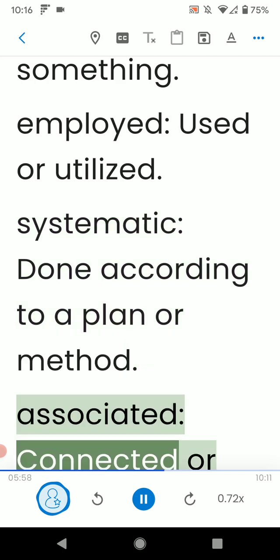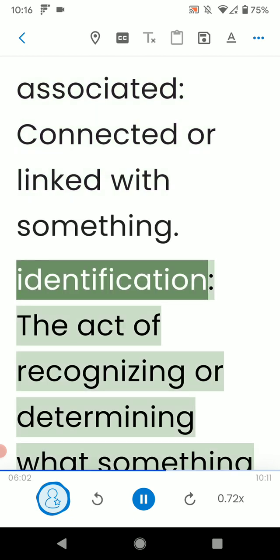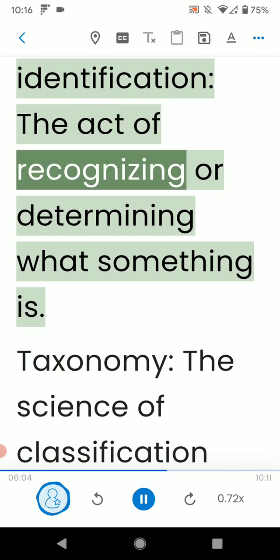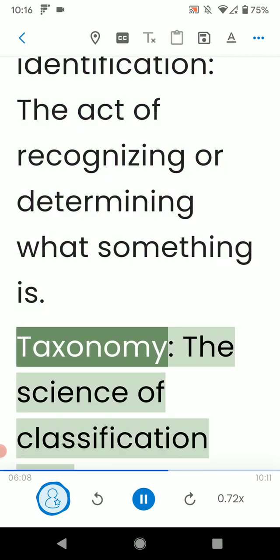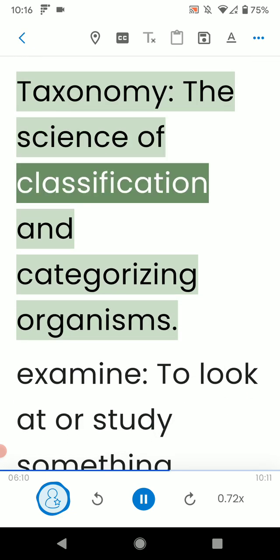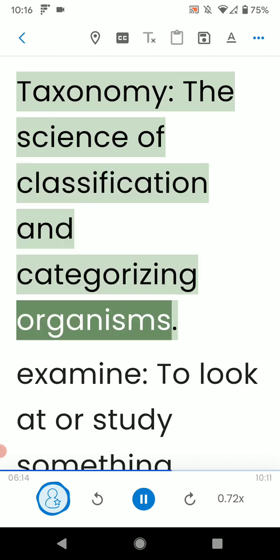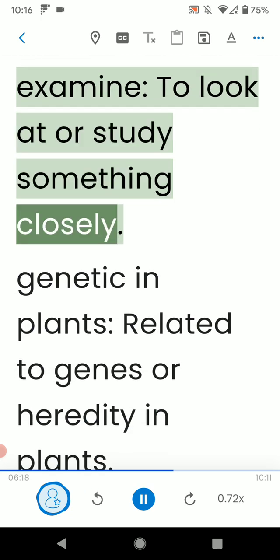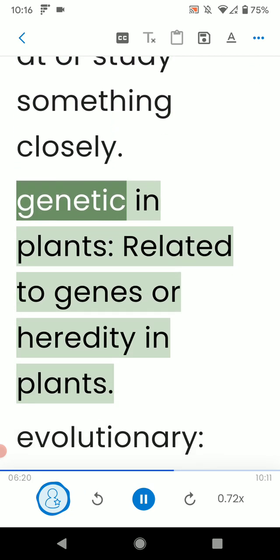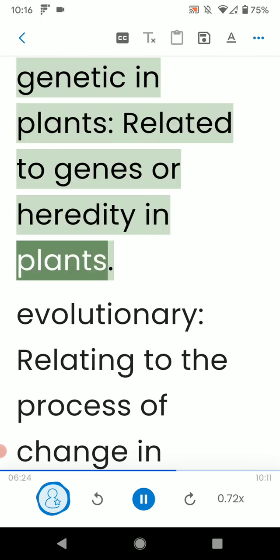Associated, connected or linked with something. Identification, the act of recognizing or determining what something is. Taxonomy, the science of classification and categorizing organisms. Examine, to look at or study something closely. Genetic in plants, related to genes or heredity in plants.